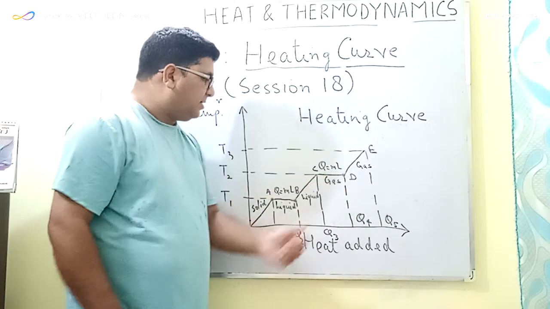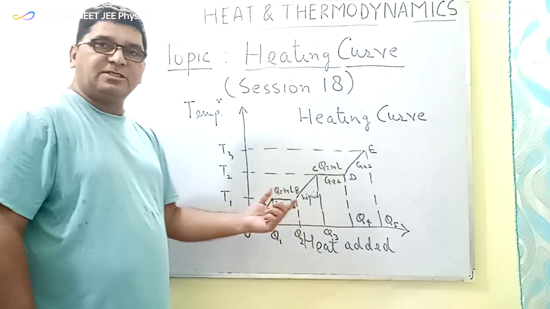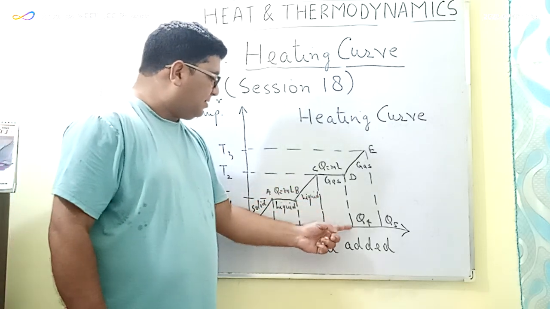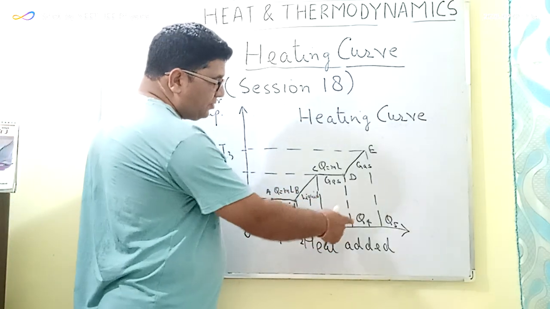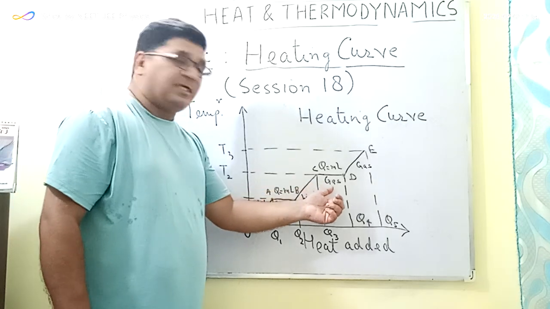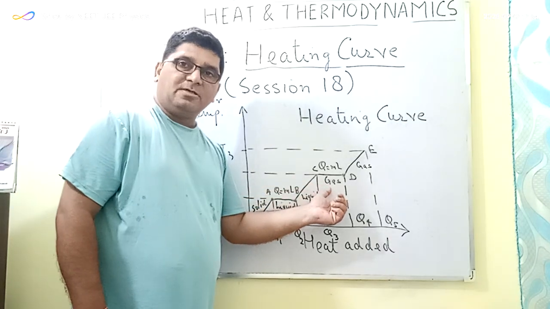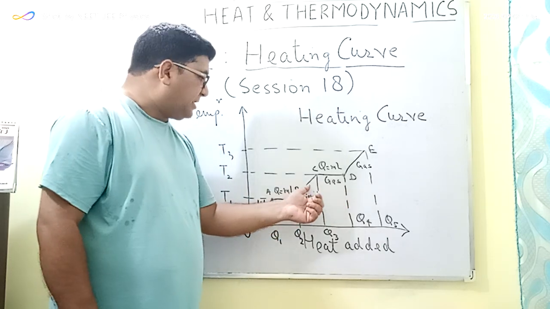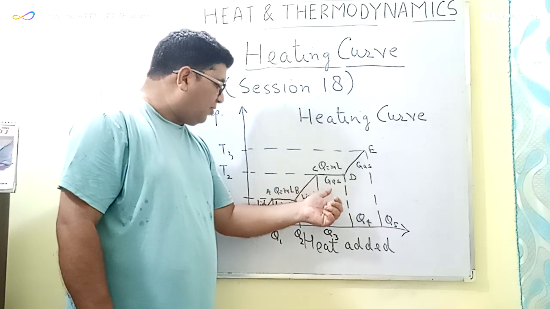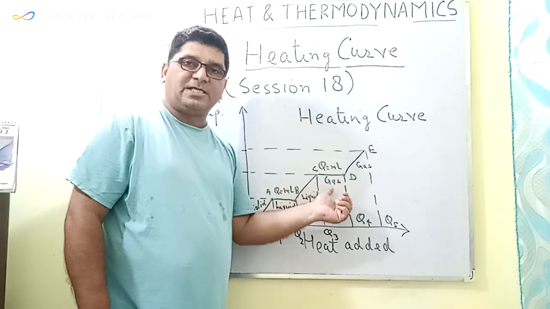Now from C to D, here again there is a heat addition, that is heat is being absorbed by this liquid, and the amount of heat absorbed is equal to Q4 minus Q3. So during this process, the heat is being added at the same temperature. So this is the latent heat which is being absorbed by this liquid, and by the absorption of this latent heat, this liquid will get converted into the gaseous form.